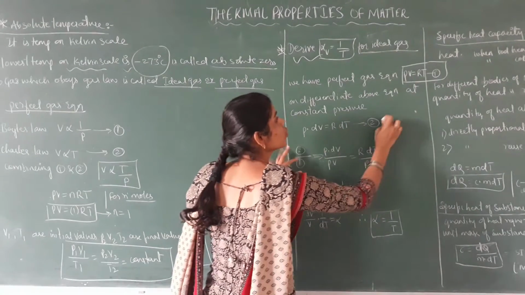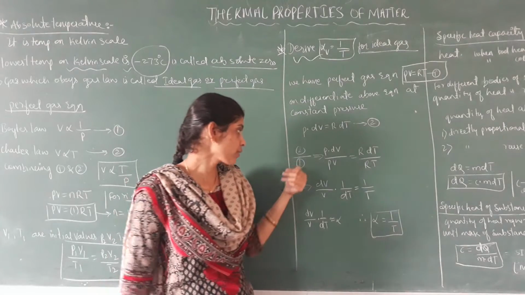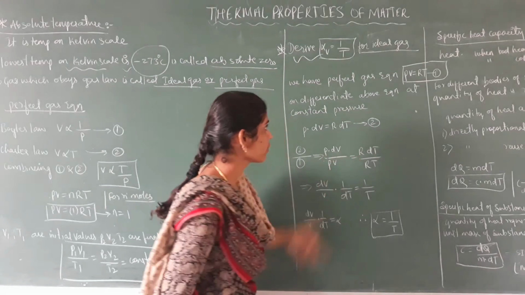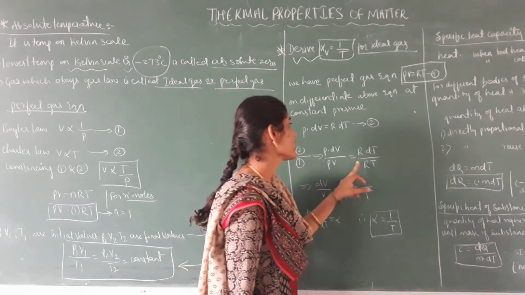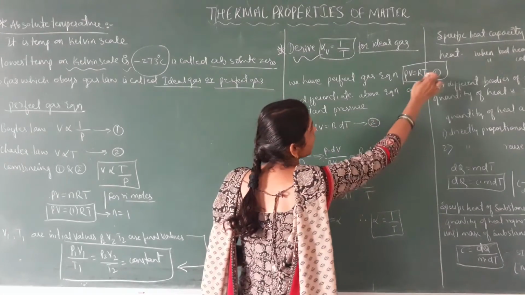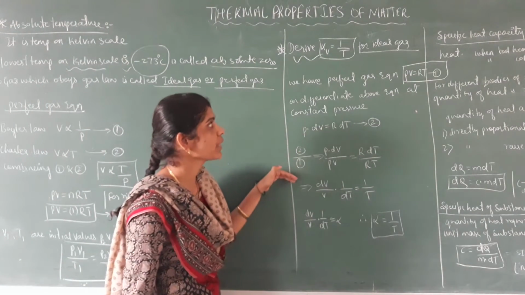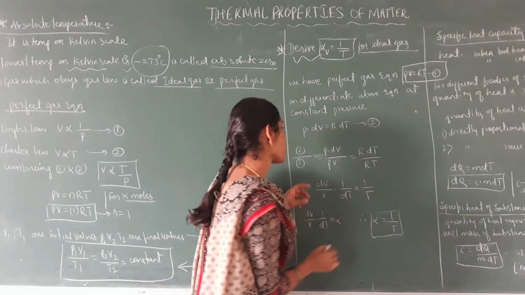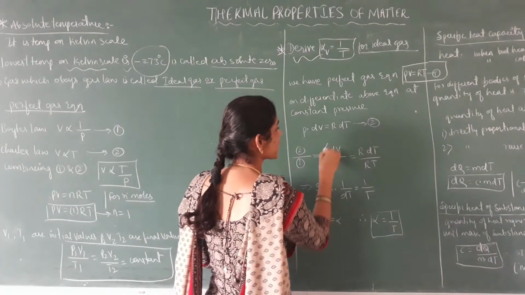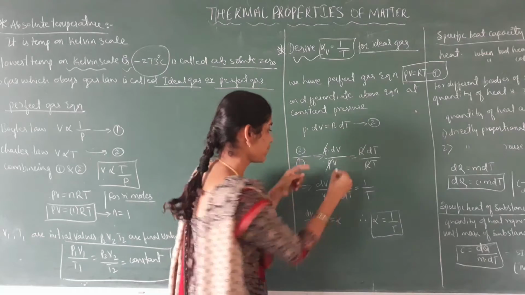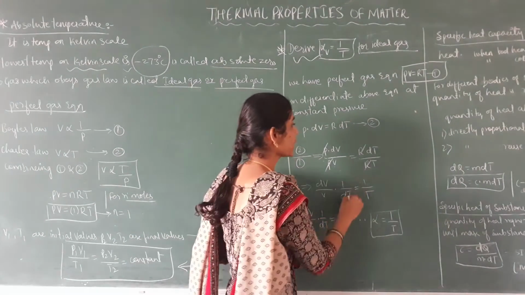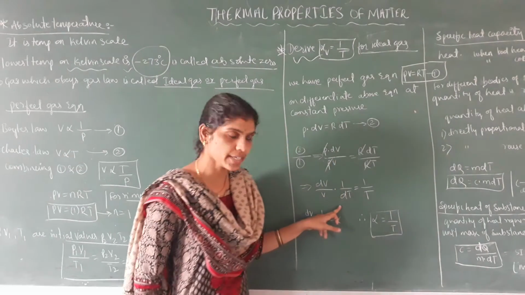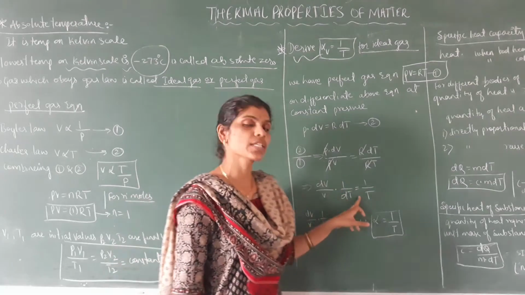Next, equation 2 divided by equation 1. It becomes P dV divided by PV is equal to R dT divided by RT. We are dividing equation 2 by equation 1. Here P gets cancelled, R gets cancelled, remaining dV by V into 1 by dT. If you bring this to the other side, dV by V into 1 by dT is equal to 1 by T.